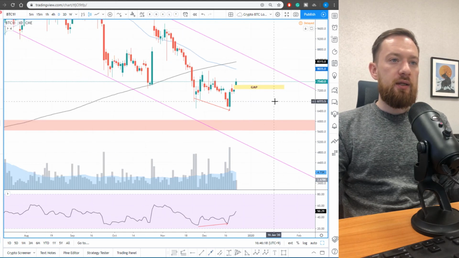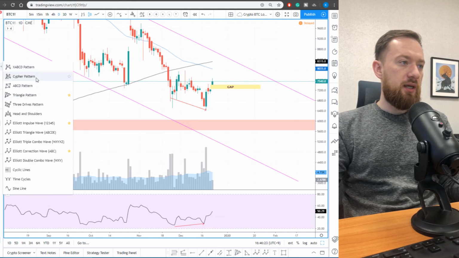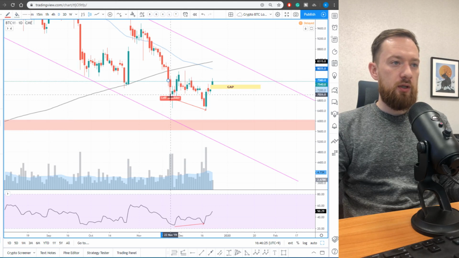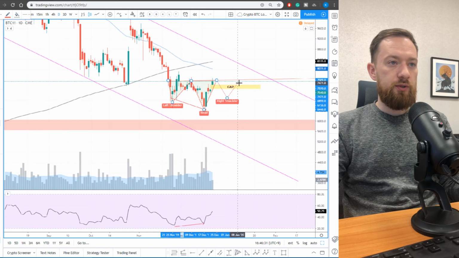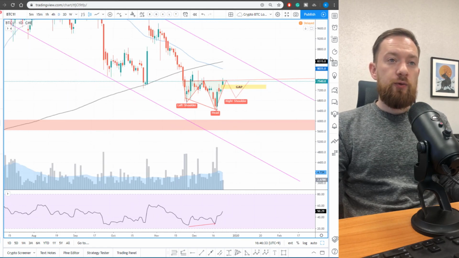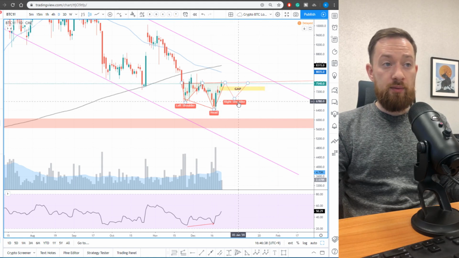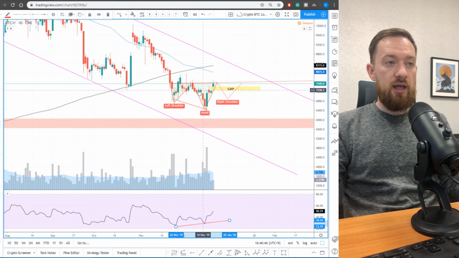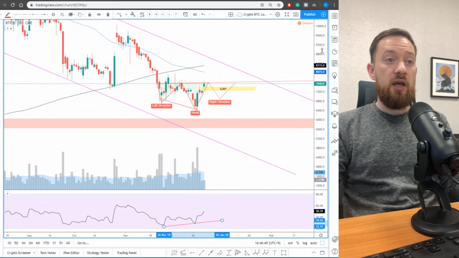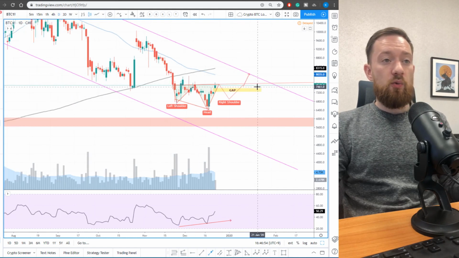So how can this happen on the CME futures? What we believe is that we can form the head and shoulders pattern. Something like this can be formed, and this will fulfill all the criteria that we currently have. First of all, this will fill the gap. Secondly, we might see another divergence between the price and the RSI indicator, so triple divergence, and after that we can go towards the upper side of our downward channel.